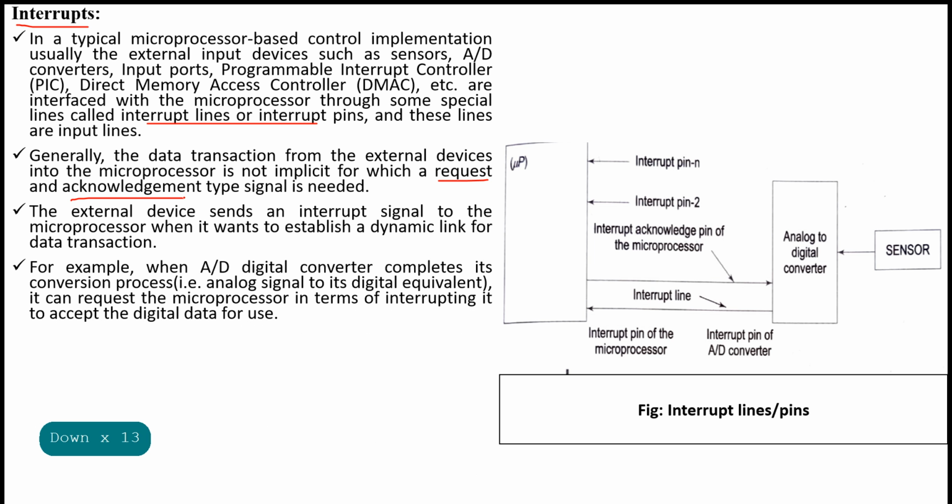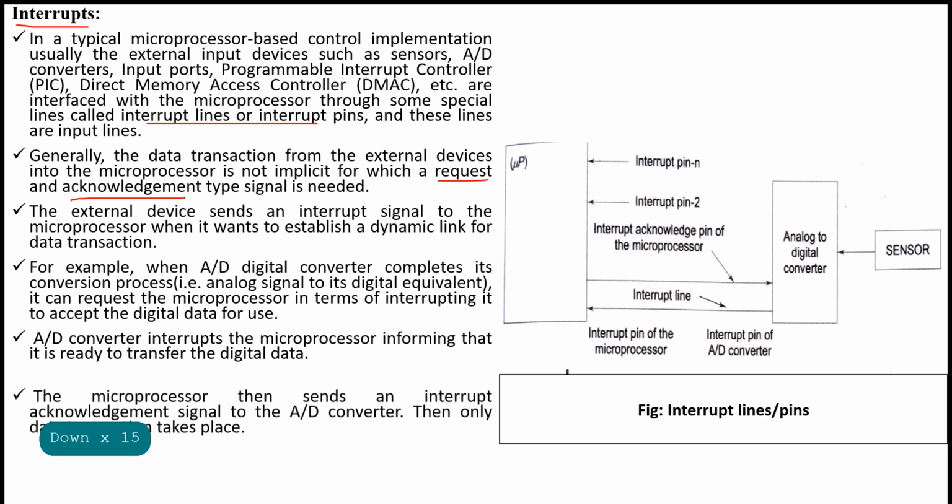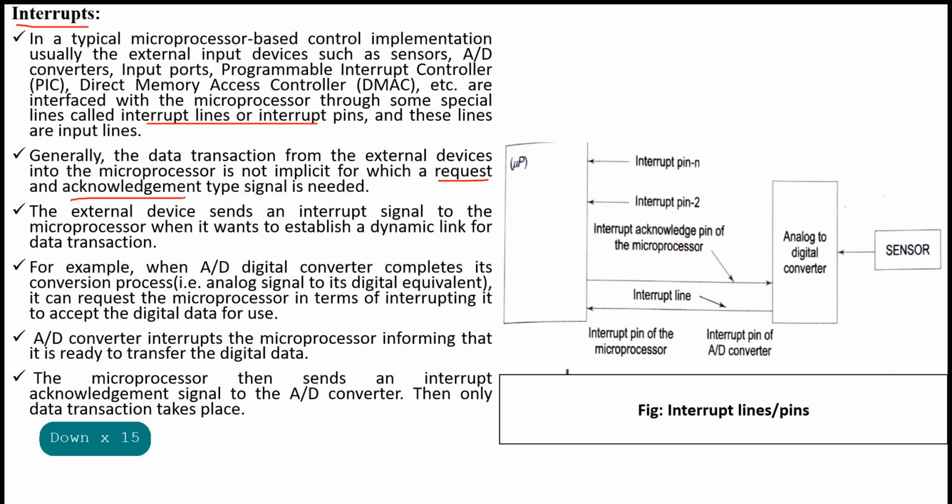For example, when the analog to digital converter completes its conversion process, that is analog signal to its digital equivalent, it can request the microprocessor by interrupting it to accept the digital data for use. Analog to digital converter interrupts the microprocessor, informing that it is ready to transfer the digital data. The microprocessor then sends an interrupt acknowledgement signal to the analog to digital converter. Then only data transaction takes place.